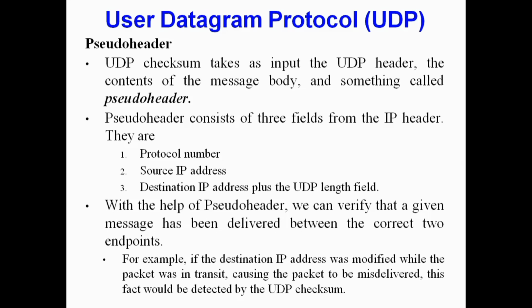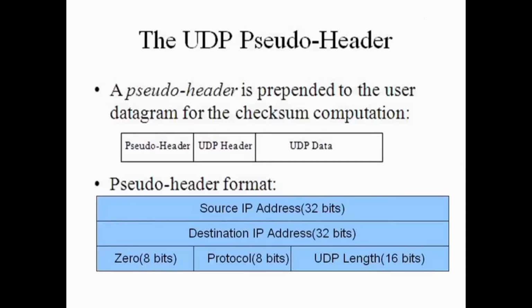Now you can see here the pseudo header format. The pseudo header is prepended to the user datagram for the checksum computation. We already know the UDP format, that is, data plus UDP header. Furthermore, the pseudo header will be added. The pseudo header format consists of source IP address, 32 bits, destination IP address, 32 bits, protocol, 8 bits, UDP length, 16 bits, then the zero field, 8 bits. So this is the pseudo header format, right?